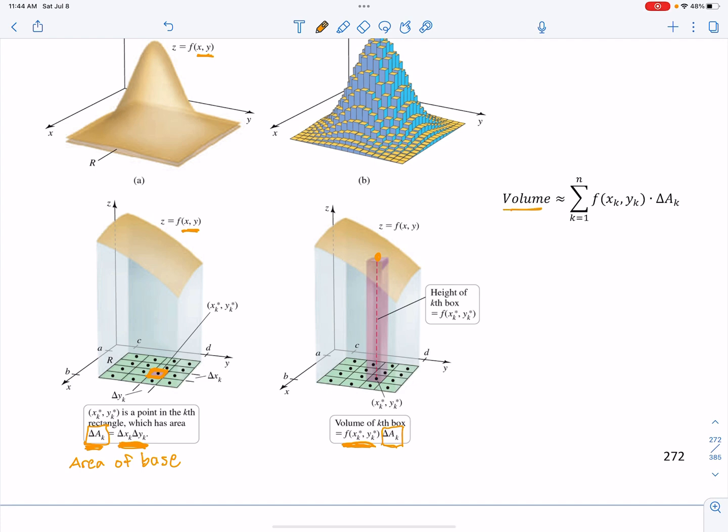Here's the summation for this volume. Notice this is the area of a base, right? That's what we talked about over here. This is the output value, the up value, so that'd be my height. So I have length times width over here, and then times height right there. That would give me the volume of each rectangle. Well, if I add them all together, that is the whole shape.